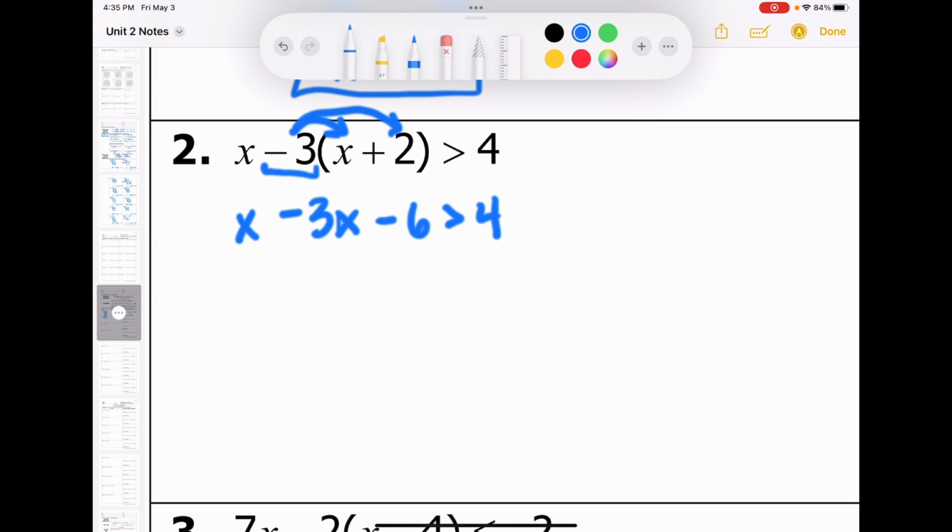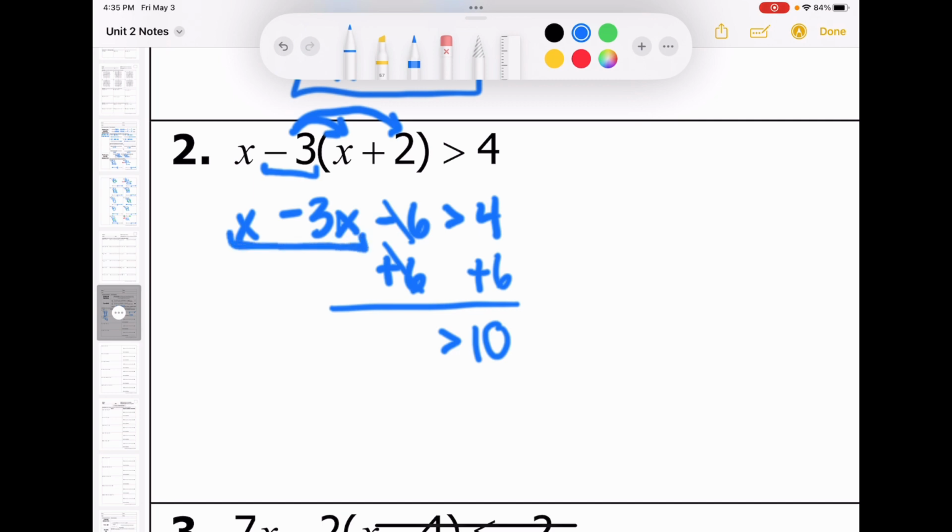All right, now to solve, I need to get all of my regular numbers to the right side. So to move this negative 6, I'm going to add 6 to both sides. So that gives me 10 over on the right side. And then I can go ahead and combine my like terms of x and negative 3x. And that's going to give me negative 2x, because 1 minus 3 is negative 2.